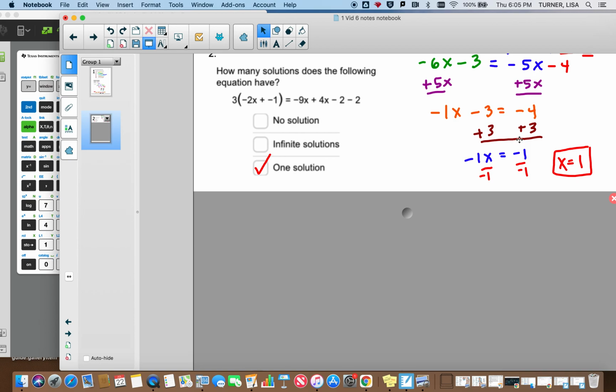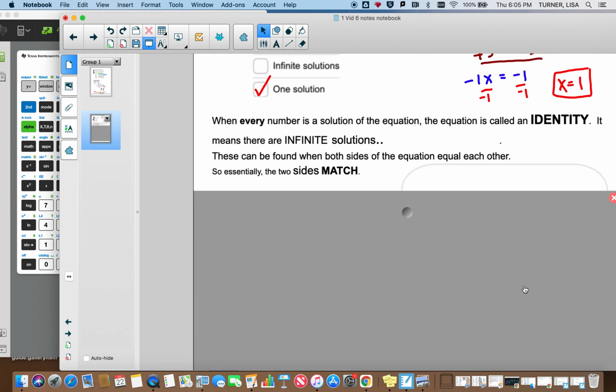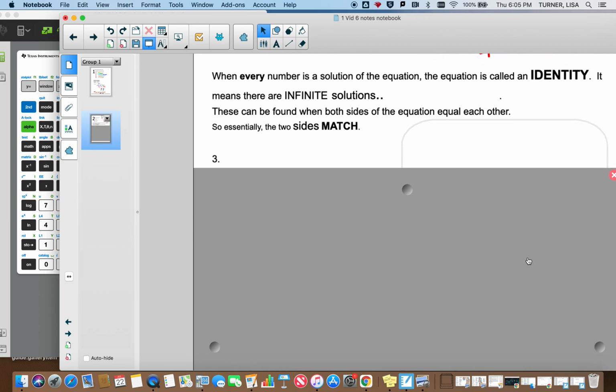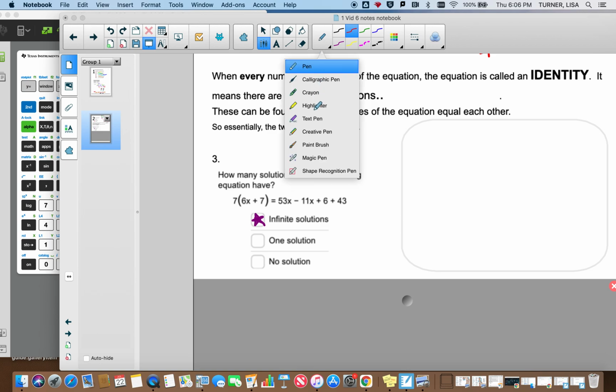And that'll make more sense when we go to the next one, all right? So let me show you this next one. The next one happens to be if everything matches up. So please check infinite solutions. There's two ways to describe infinite solutions.